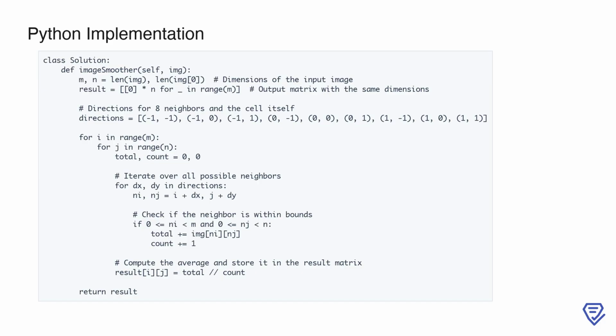Key points. The directions list simplifies the neighbor traversal by encapsulating all possible relative offsets. The boundary check, 0 <= ni < m and 0 <= nj < n, ensures that only valid neighbors are included in the computation. The algorithm has a time complexity of O(m*n), where m and n are the dimensions of the input matrix. This is because each cell and its neighbors are processed in constant time. This implementation is efficient and handles edge cases, such as cells on the matrix boundaries, seamlessly.